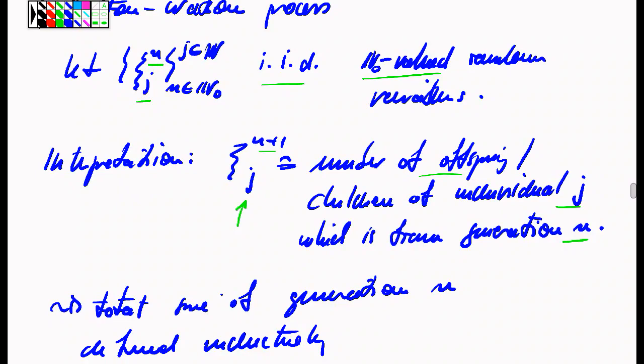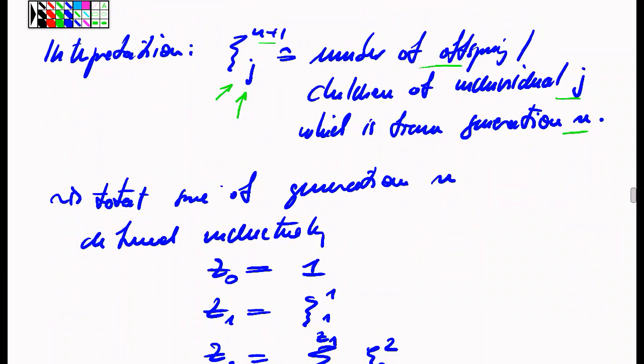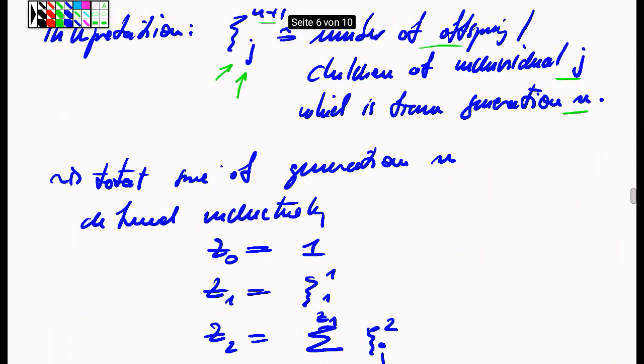So psi j n plus 1 is the number that the individual j, which was a member of the nth generation, will have in generation n plus 1. And this individual can have children only once in its entire lifetime. And we want to think of the entire population, which is measured in generation n.